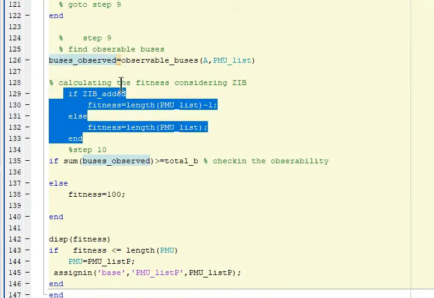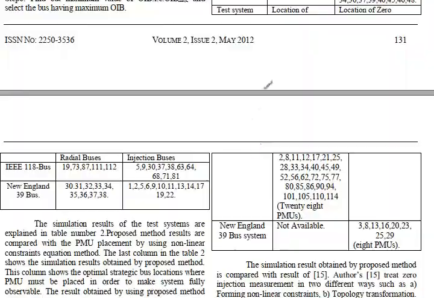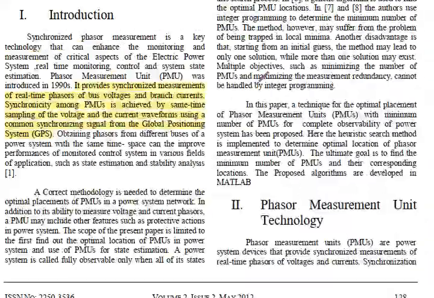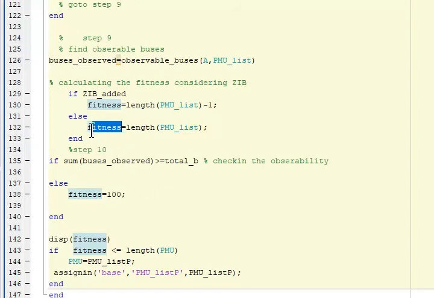Here, if the zero injection buses were added, then the fitness will be the length of the PMU list minus 1, otherwise the fitness will be the length. As we already defined the objective function, it is simply the summation of the number of PMUs. Here this is implemented. Again we are finding the fitness, meaning the objective function, so the length of the PMU list means the summation of the number of PMUs.